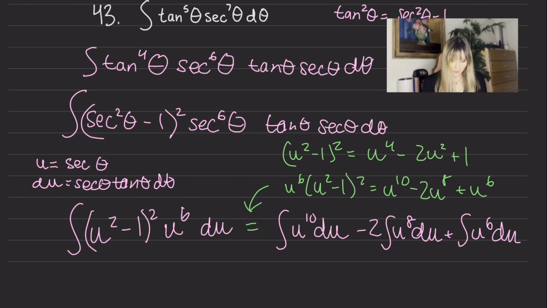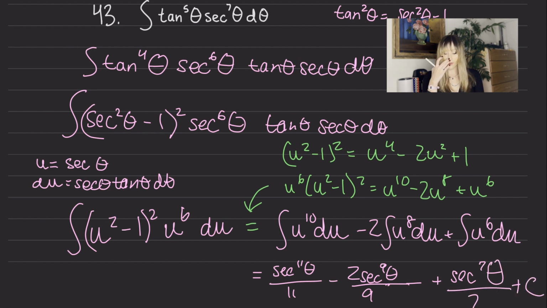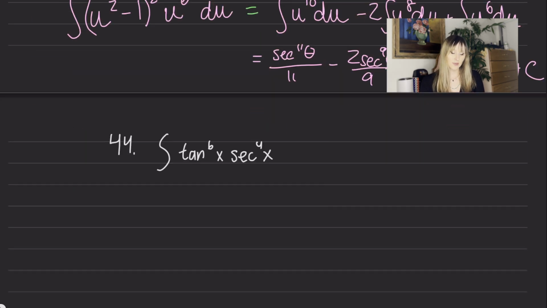So we get, okay, secant to the 11th theta over 11 minus 2 over 9 secant to the 9th theta plus secant to the 7th theta over 7 plus c. Lord have mercy. I hope that's right. If it's not, then I'm going to refilm this and who cares. Okay.